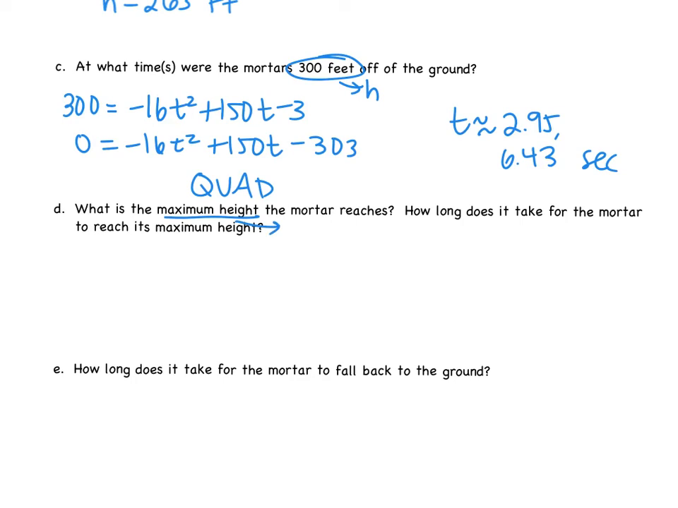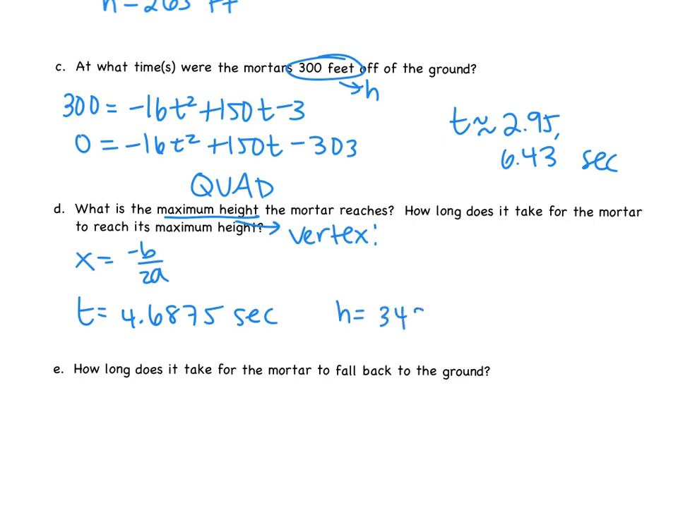For part D, maximum height, you should have found the vertex. So if you do your negative b over 2a, again, it's not really x, it's time in this case, you should have gotten 4.6875 seconds. So that's when the mortar actually reaches its maximum height. Once you plug that in to the height, you get 348.5625 feet.